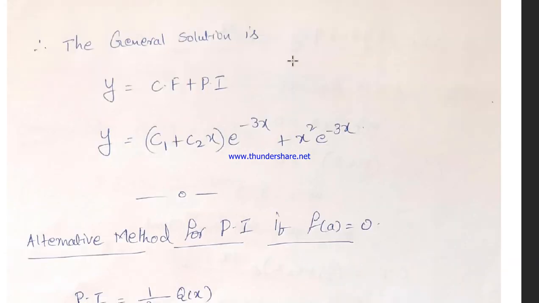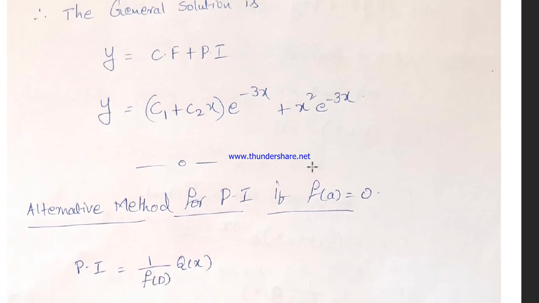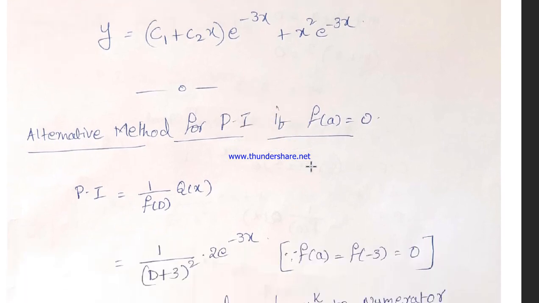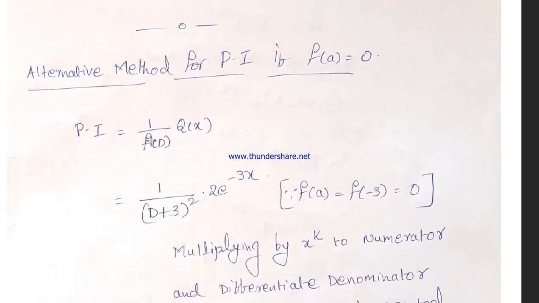Finally, you can write the general solution: y is equal to complementary function plus particular integral, that is y is equal to c1 plus c2 x e power minus 3x plus x square e power minus 3x. In this method I will give a small alternative method. If you are not able to write f of D in the form of D minus a whole power k into phi of D, simply you can write particular integral equal to 1 by f of D into Q of x, that is 1 by D plus 3 whole square into 2 e power minus 3x.